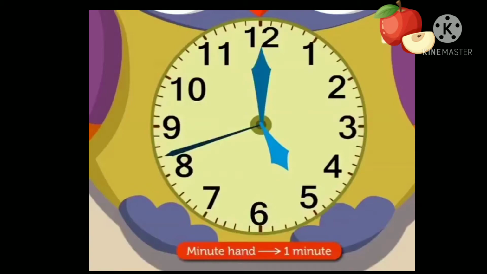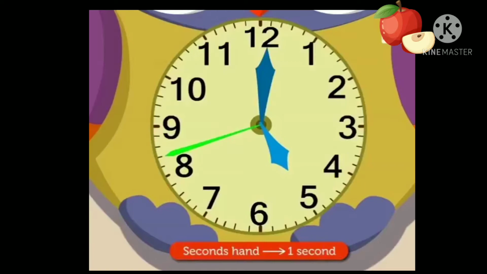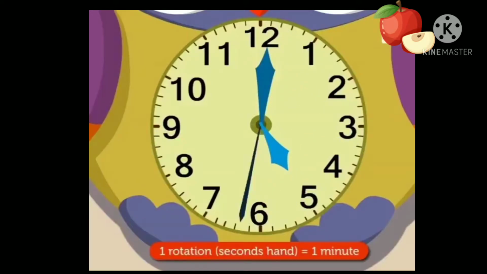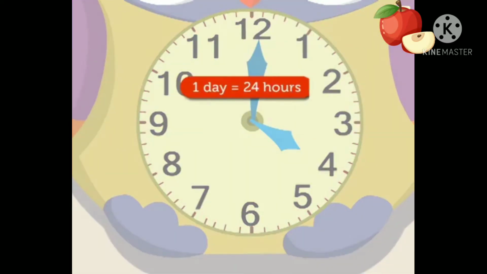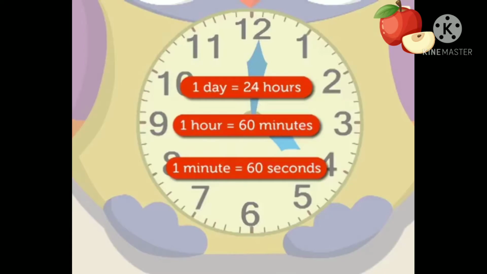The minute hand moves from one such marking to another every minute. It completes one rotation in 1 hour. The seconds hand moves from one marking to another every second. It completes one rotation in 1 minute. Remember, 1 day is equal to 24 hours. 1 hour is equal to 60 minutes and 1 minute is equal to 60 seconds.